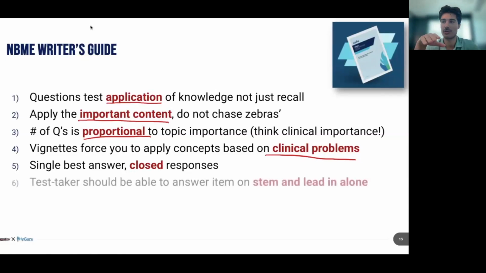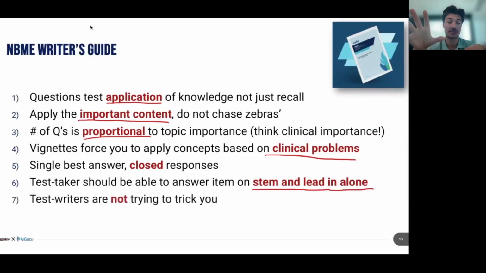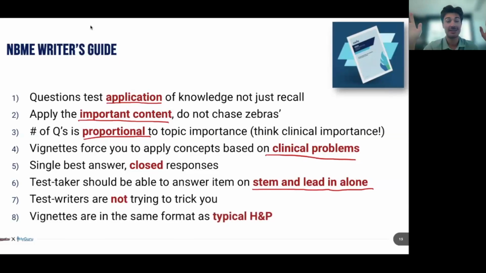Now, there's always going to be a single best answer and closed response, which leads into the next point as well: they're not trying to trick you, and you can answer the question with the stem and lead-in alone. There's not going to be some other background information, or essentially they're not trying to confuse you. There's one best answer, and you'll be able to answer that from both the stem and lead-in alone. Again, the test writers are not trying to trick you, although I know on some UWorld questions, a lot of you post about this on your story, the ones where 65% of everyone selected the answer that is incorrect, and like 4% put the right answer. UWorld might be trying to trick you, but I can promise you NBME is not.